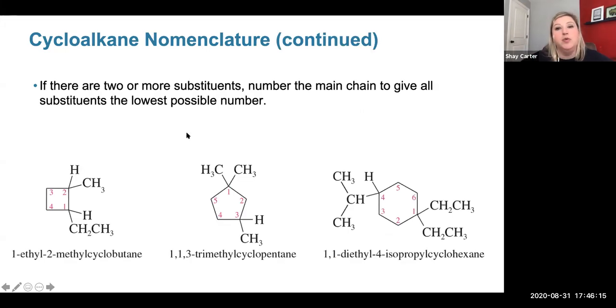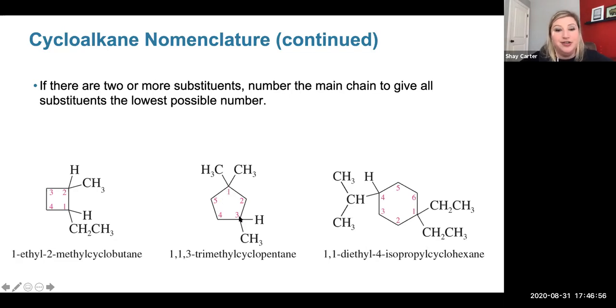If there are 2 or more substituents, we number the main chain to give all the substituents the lowest number possible. Okay, so here we would number 1, whether that means going counterclockwise or clockwise. We don't have a process there except that we want all of our numbers to be the smallest possible. Okay, so 1, 2, 3, 4. So we have substituents at 1 and 2, not 1, 2, 3, 4, because that would give us substituents at 1 and 4.